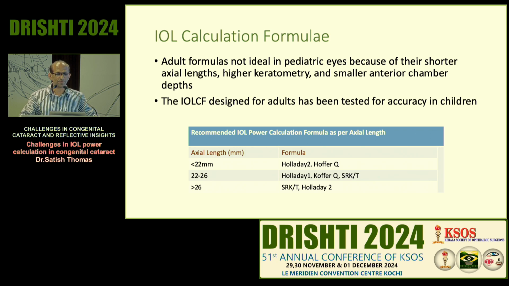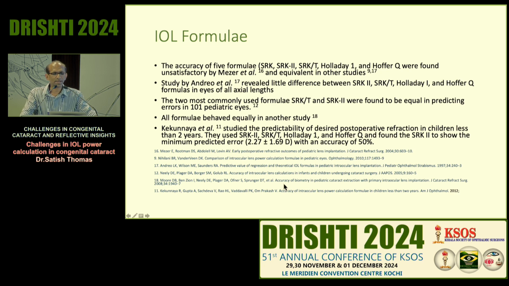So the last part of the presentation will be on which formulae to use. Again, as I told you before, most of these formulas that we have are all for adults. And in adults, these are the recommendations that I've shown you below. On these axial lengths, these are the best formulae that are there. But studies have shown that when we study them in pediatric eyes, really none of the rules that we can see in adults really apply in children.